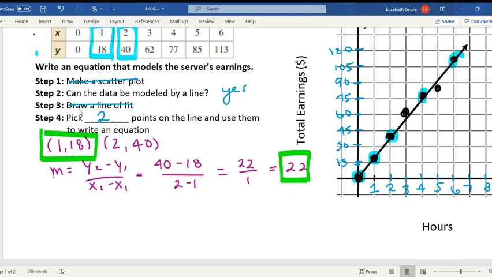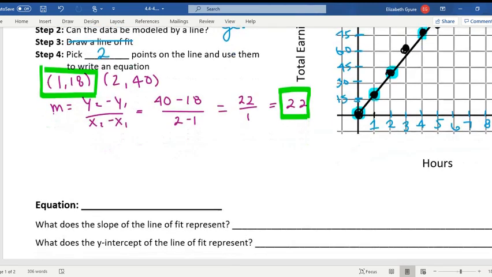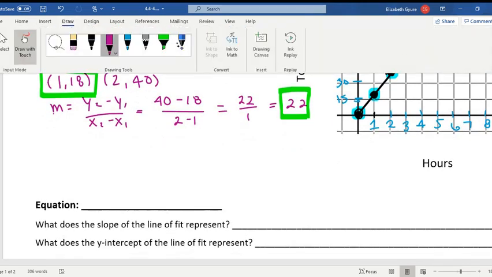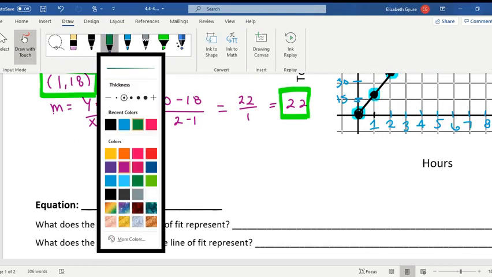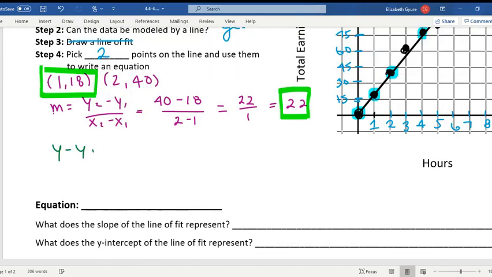Take my slope and my point and plug it into point slope. So remember, point slope is y minus y1 equals m times x minus x1. So that's going to be y minus 18 equals m, which is what? What m did we find? 22 times x minus x1, which is just 1.